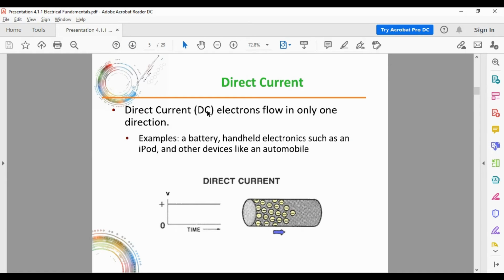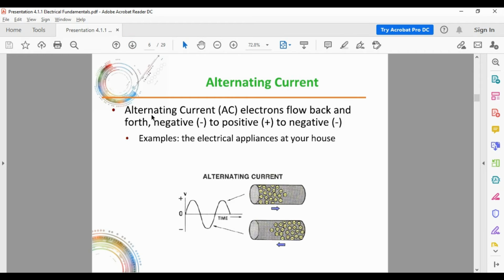Direct current, or DC, electrons flow in only one direction. Examples of this are the battery, and pretty much anything that operates on a battery, so handheld electronics like an iPod or an automobile. Basically anything that you do not plug into the wall. Okay? So the electrons move from the negative end towards the positive end.